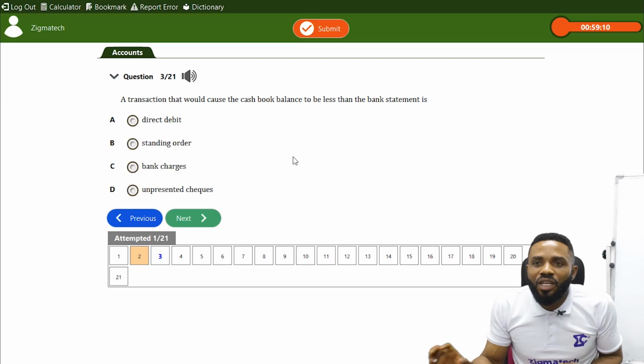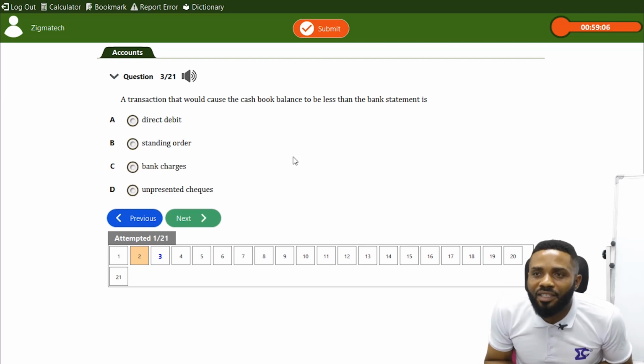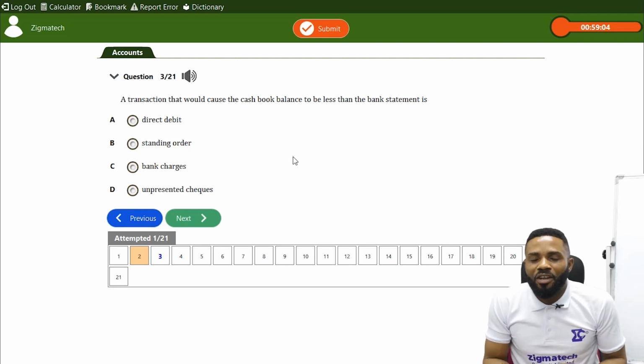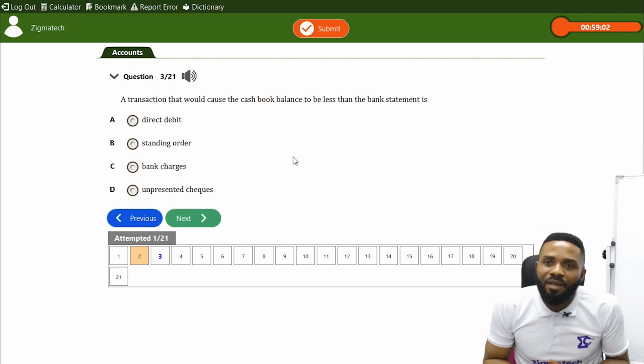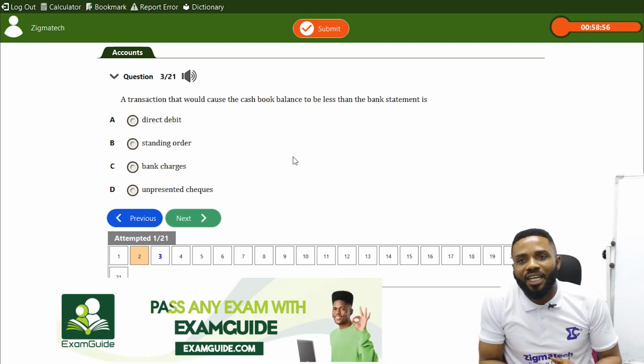It says a transaction that will cause the cash book balance to be less than the bank statement is very simple. The first one is direct debit. The second one is standing order. The third one is bank charges. The last one is unpresented check.